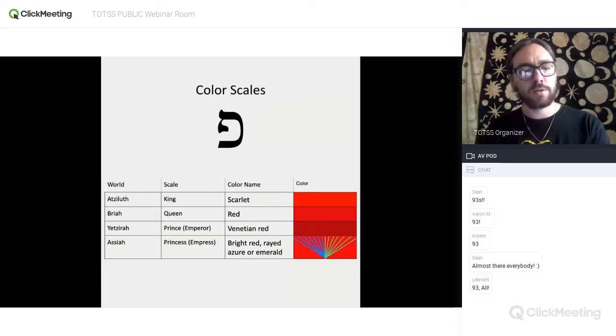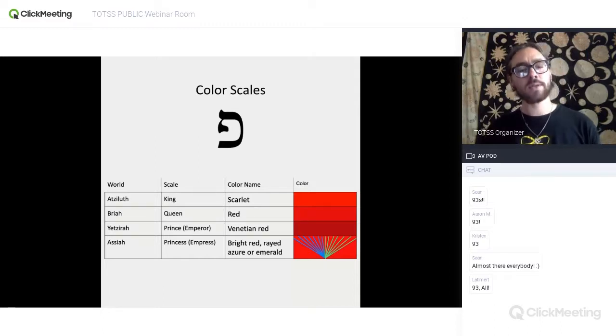So there are slightly different shades of red here. For our king scale color, we have scarlet, which is a slightly orange pure red. Interestingly, Crowley seems to confuse scarlet and crimson. I don't know if anyone else has ever noticed that. Crimson is red slightly towards purple, and scarlet is red slightly towards orange, though again, Crowley seems to mix them up sometimes. Then for the queen scale, we just have a pure red. Then for our prince scale, we have a Venetian red, which is a slightly duller and desaturated red.